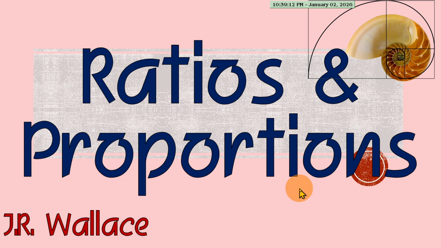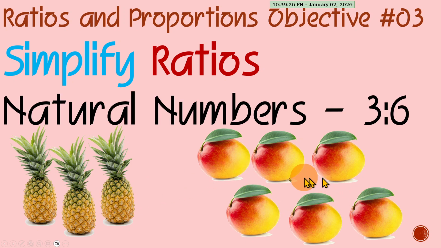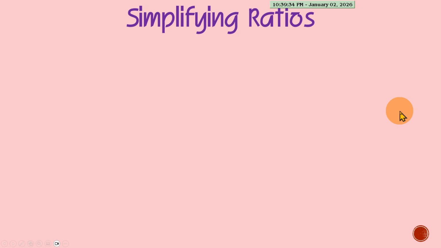So as we continue with the topic ratios and proportion, we are now looking at objective number 3, and the objective is to simplify ratios. So here we will notice that we have 3 pineapples and 6 mangoes. So we're looking at the ratio of pineapples to mangoes. We're using natural numbers. You're going to get 3 to 6. So we're going to simplify this.